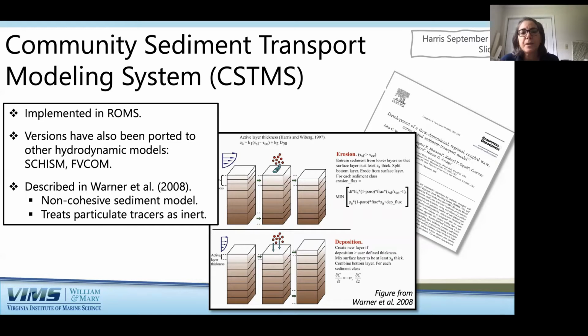So the CSTMS model has been used in literally hundreds of different applications. This paper has been cited hundreds of times, and the CSTMS model comes standard with the ROMS, Regional Ocean Model distribution. And so it's available for people worldwide to use for their applications.